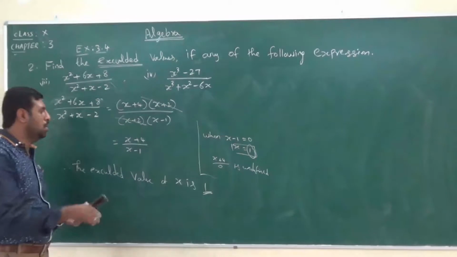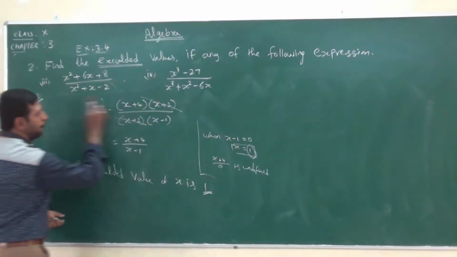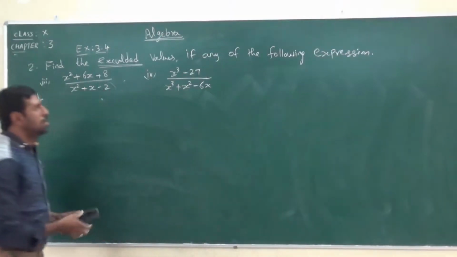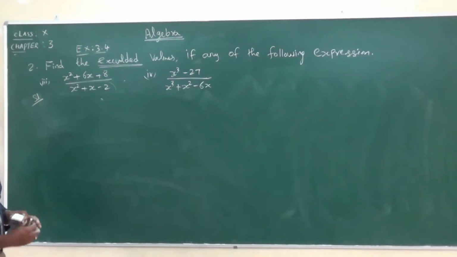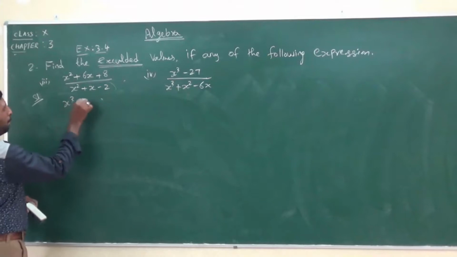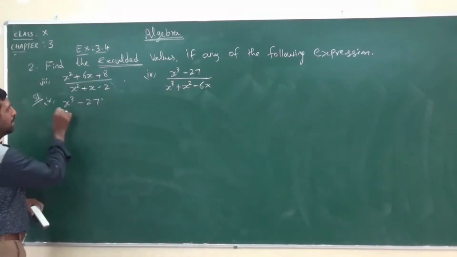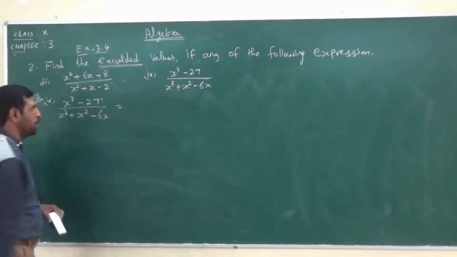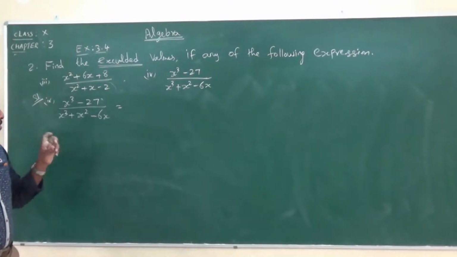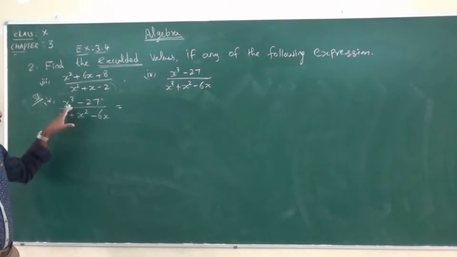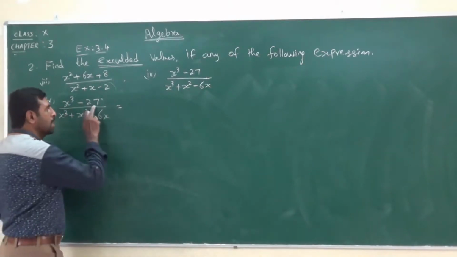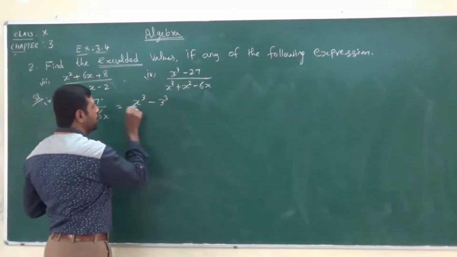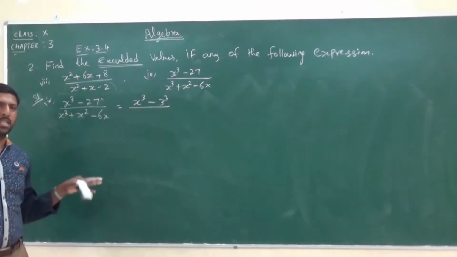Next, we see the Roman number 4. It is given as x cubed minus 27, divided by the denominator term x cubed plus x square minus 6x. Especially in the numerator term, we can identify one formula, that is the a cube minus b cube formula. Here x cube minus 27 is calculated in the form of 3 cube. 3 cube is nothing but 27. 3 threes are 27.